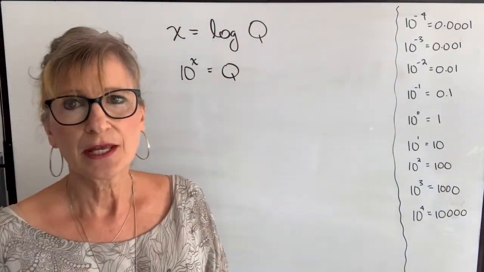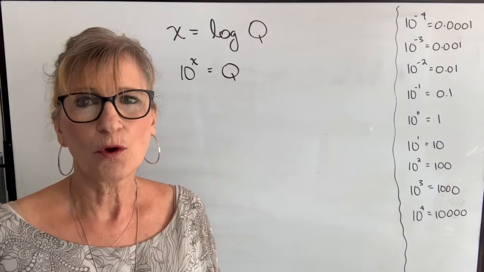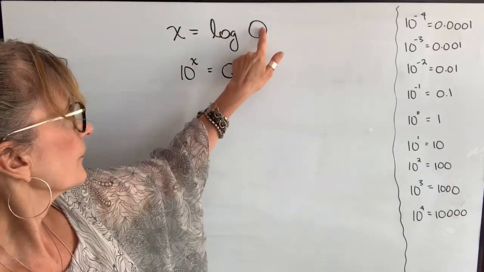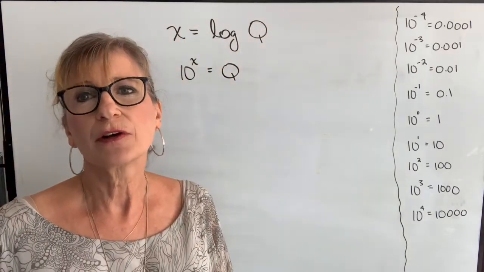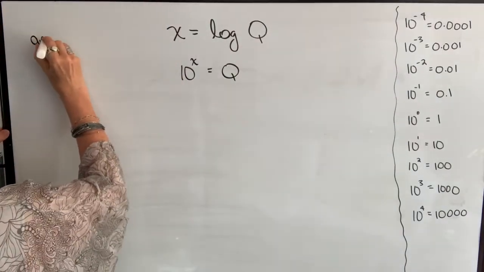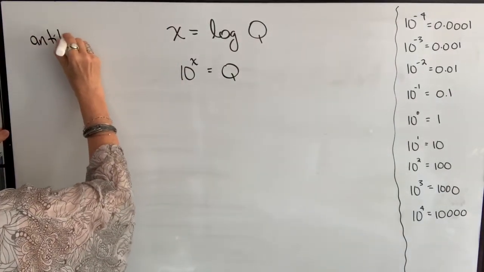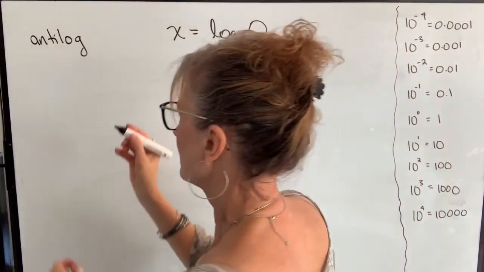And in many instances, you're going to be asked to find the quantity when you know the exponent. When you're asked to do that, you're finding the antilog. And the antilog function on your calculator looks like this.